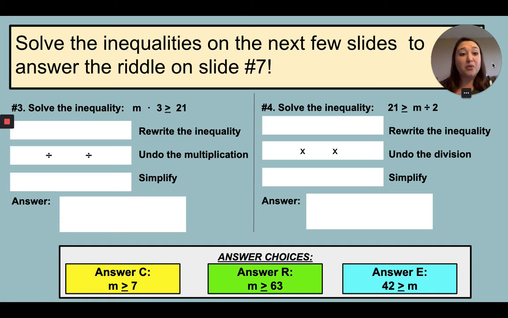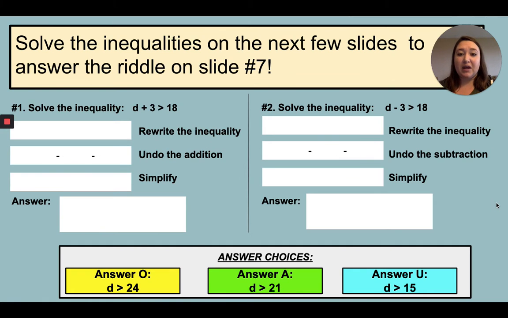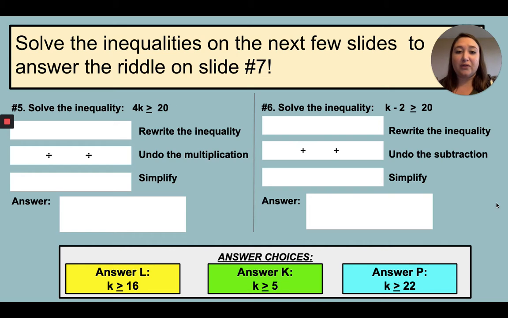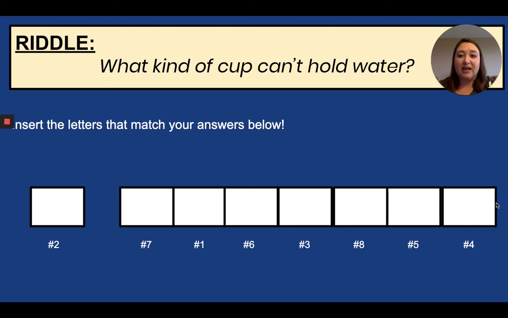There's going to be 4 work slides for you to do. 1 and 2, 3 and 4, 5 and 6, 7 and 8. And then you'll see a riddle. What kind of cup can't hold water? And what you're going to do is, after you've answered the questions, you're going to insert the letter that corresponds with your answers on the riddle slide.